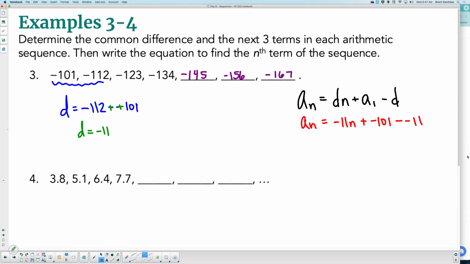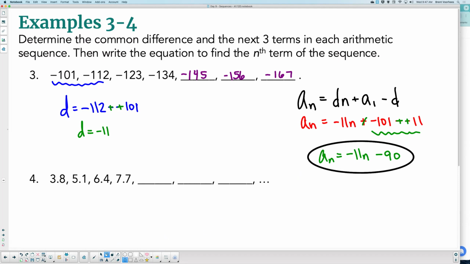Okay, I gotta adjust this. I have a plus next to a negative. What do you do with a plus next to a negative? Negative. What about a negative and a negative? Those become positives. Okay, the last two terms will always simplify. So we have negative 11n, negative 101 plus 11. That's going to be negative 90. We don't have our computers open right now, so I'll just give you that calculation. That would be a negative 90.